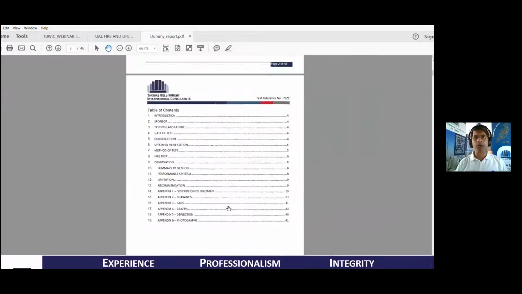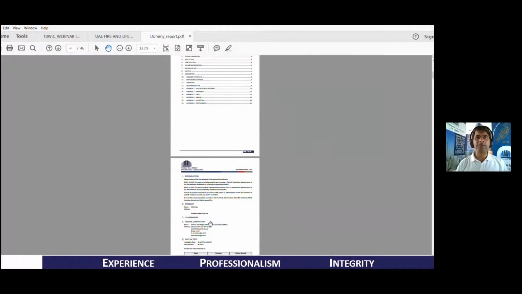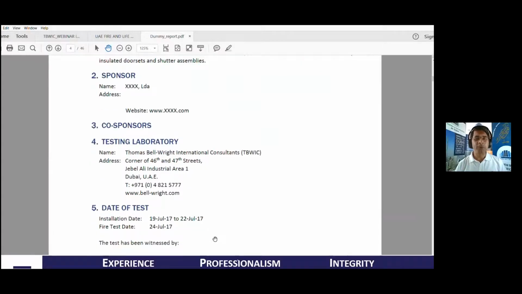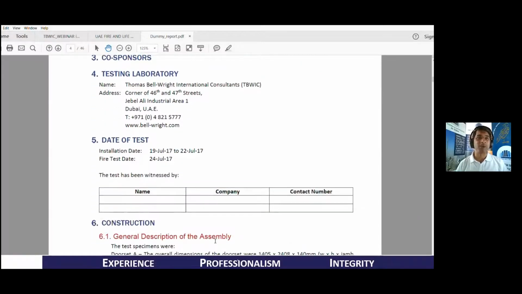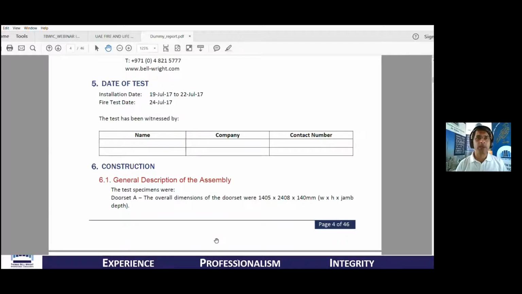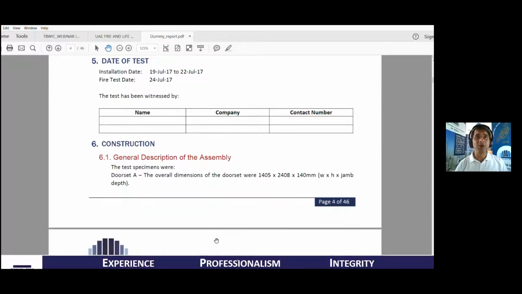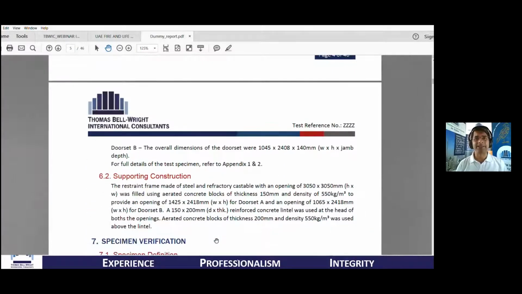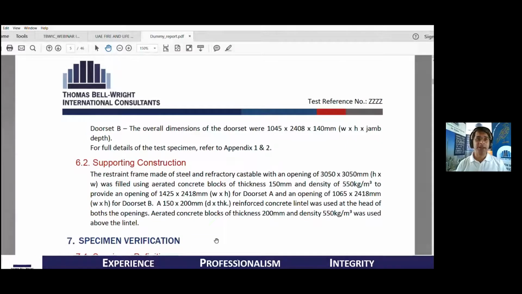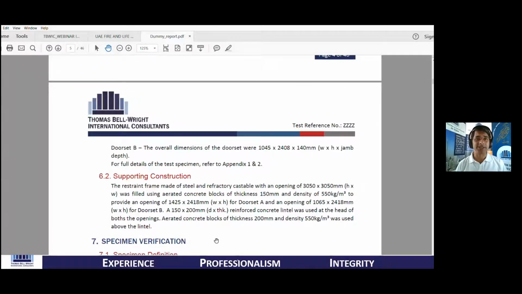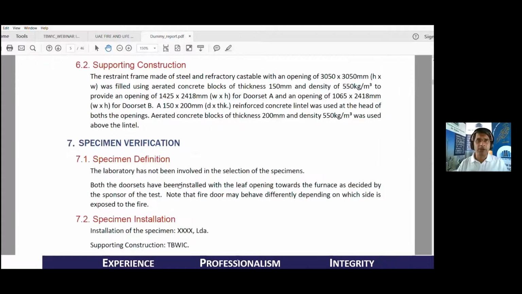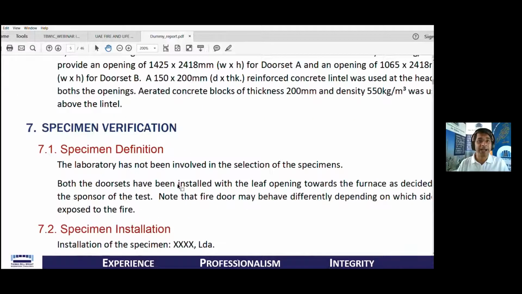Let me walk you through some of the very important aspects of it, starting with who is the sponsor of the test, who paid for the test to be conducted, when was the test done, what was the date, were there many people witnessing the tests, who were these people, what is the sample that is tested, what is its dimension. In a fire resistance test, of course, the supporting construction is important. And you should know what the supporting construction is.